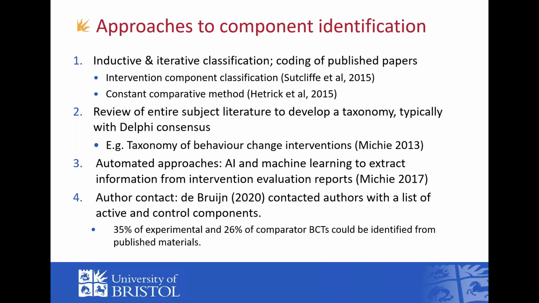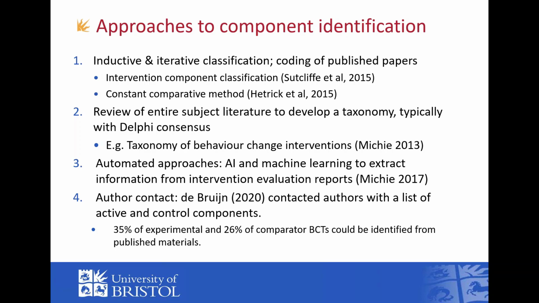For example, one often used method is this first one on this slide, and it's a qualitative technique known as the constant comparative method, which relies on the reviewer using the published papers, or maybe treatment manuals in the case of psychological interventions, and using that reported information to identify the components. Other approaches rely a little bit on that inductive and iterative classification approach, but then also take it to a consensus-led approach, using methods like a Delphi approach.